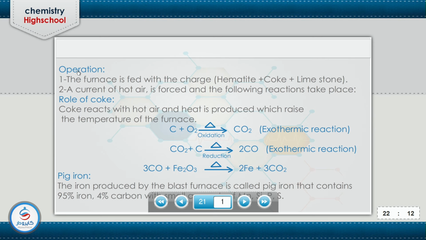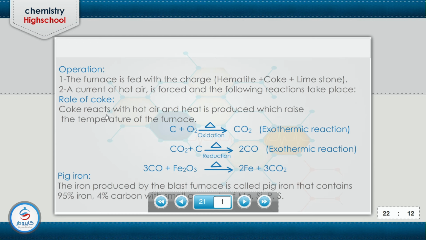The operation which occurs in the high furnace. The furnace is filled with charge: hematite plus coke plus limestone. The first step, the furnace is fed with a charge of hematite plus coke plus limestone. Second step, a current of hot air is forced and the following reactions take place.